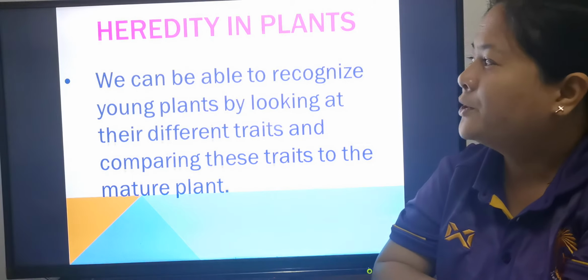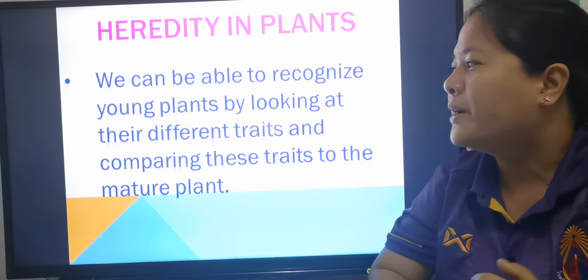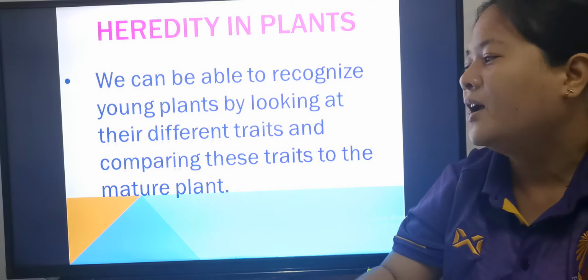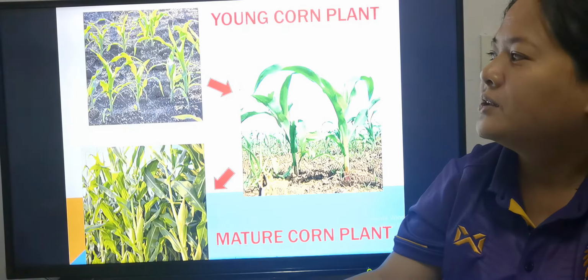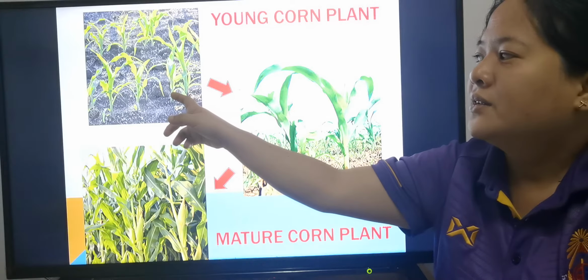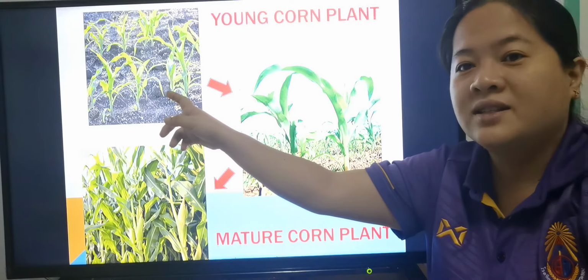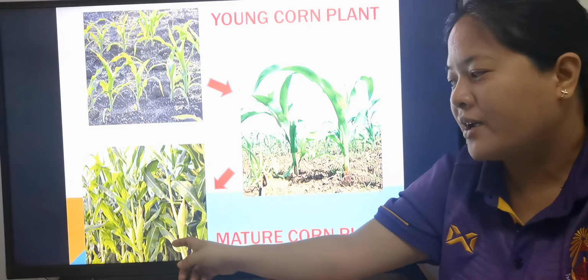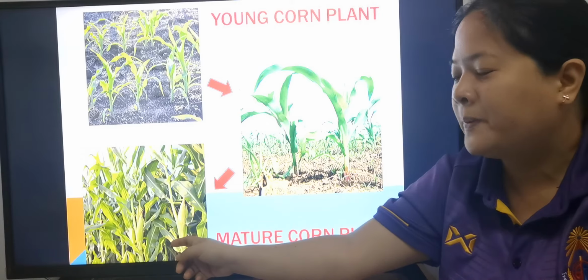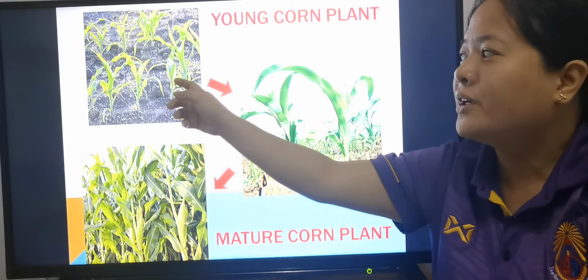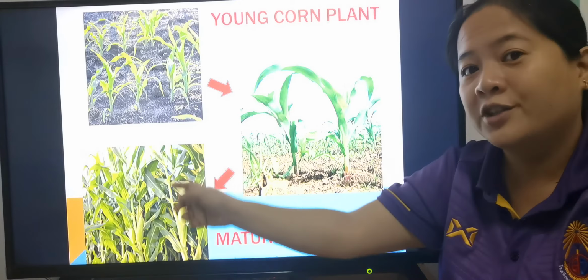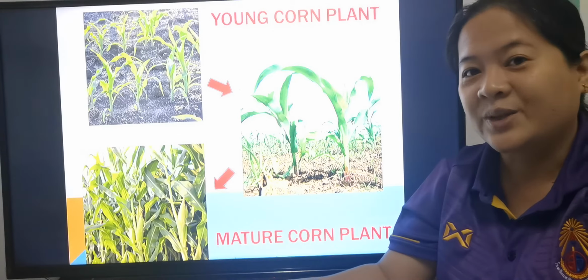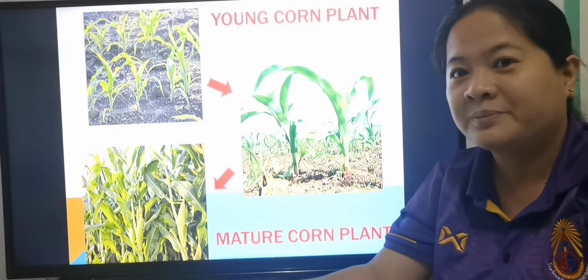So we can recognize young plants by looking at their different traits and comparing these traits to the mature plant. So this one, you can recognize that this is a young corn plant because you can compare it. If you have seen an adult plant or the mature plant, you can see that they have similar traits as well. They have similar characteristics, okay? So you can compare them.